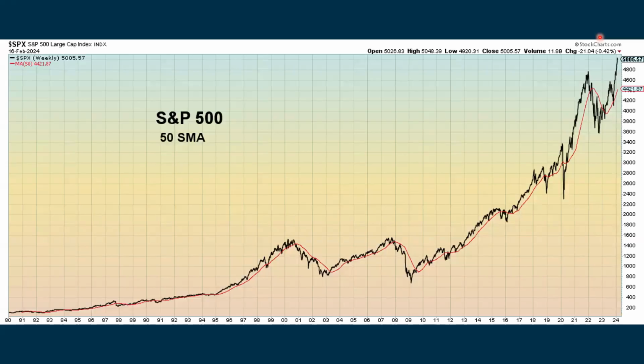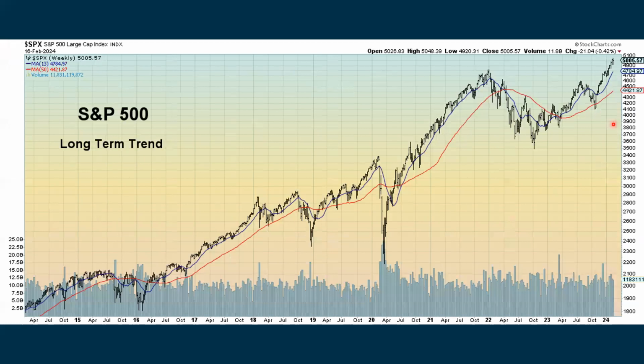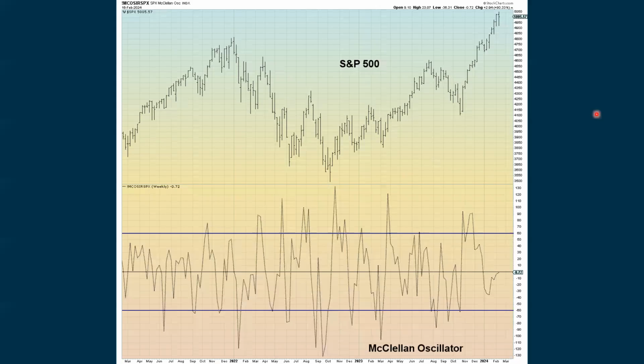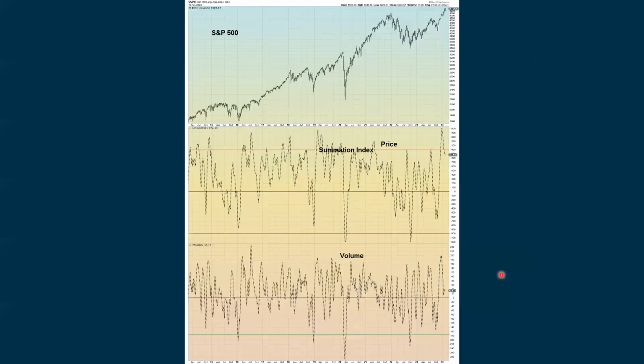Then, looking at the trend with a 50-period simple moving average, price is above the red line and both are going up. That's positive. When we do our crossover, we're also looking positive with the S&P. We're coming right back up to about the midpoint with the McClellan oscillator. So that's showing a little bit of an improvement there.